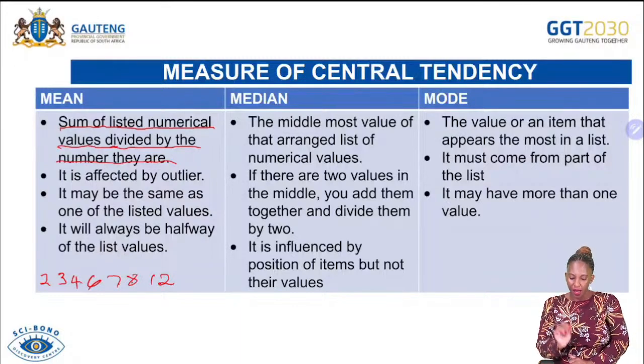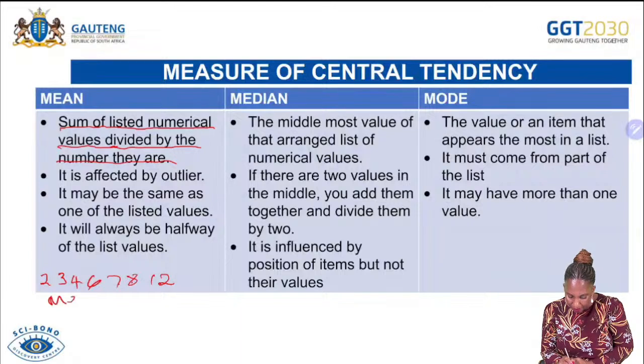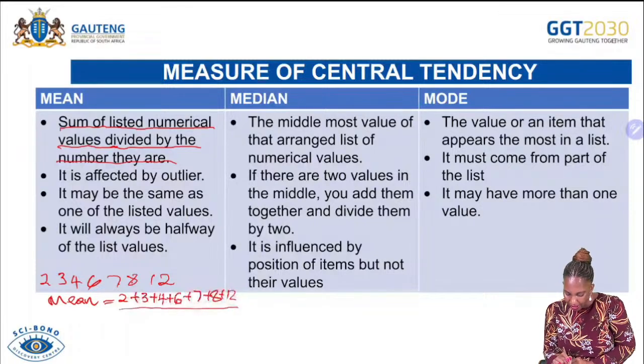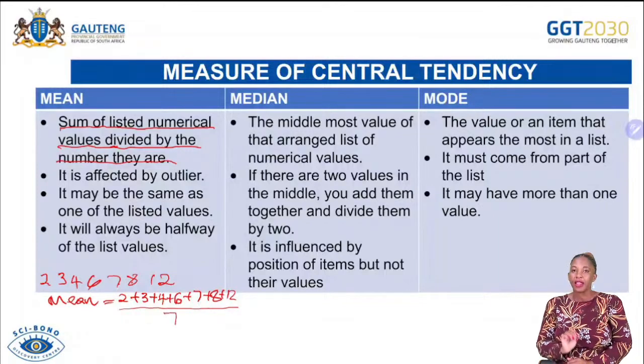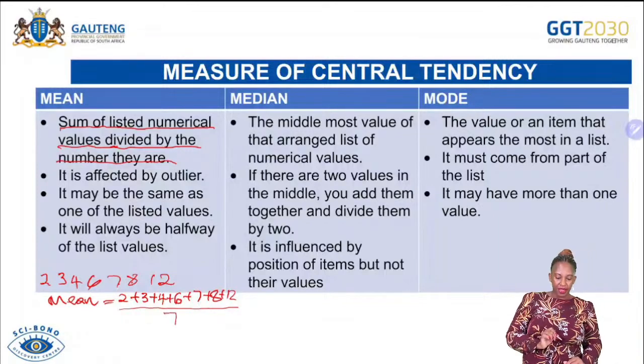Now, when we say the sum, we say the mean is equal to the sum. We add these values: 2 plus 3 plus 4 plus 6 plus 7 plus 8 plus 12. And then we divide them by the number of values, how many they are. It's 1, 2, 3, 4, 5, 6, 7. We divide it by 7. That's how we determine the mean.